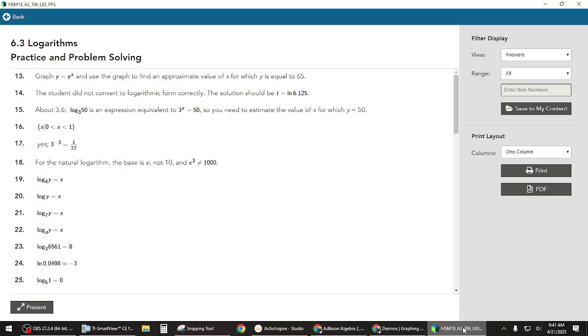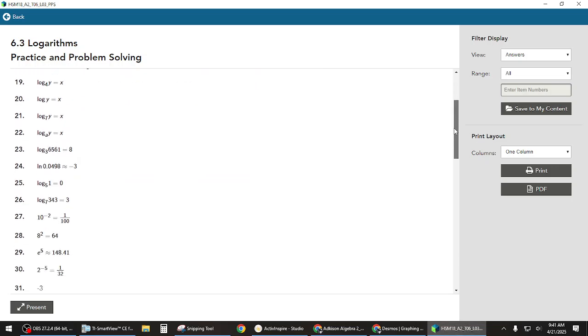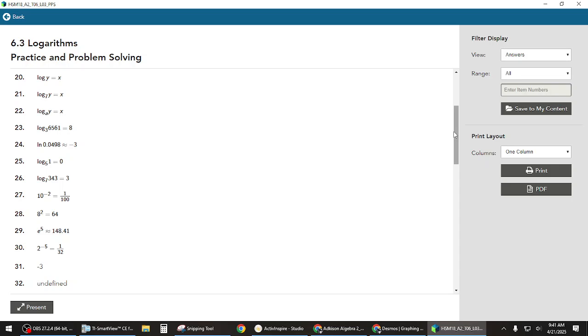Most of these answers are pretty quick to say, and I can do a couple of them if you need to at the end. So number 23, you should have rewritten as log base 3 of 6,561 equals 8. Guys, remember on these first problems, 23, 25, 27, and 29, it's just rearranging the numbers, okay? 25 is log base 5 of 1 equals 0. 27, 10 to the negative 2 equals 1/100th. And 29, e to the 5th is approximately 148.41.